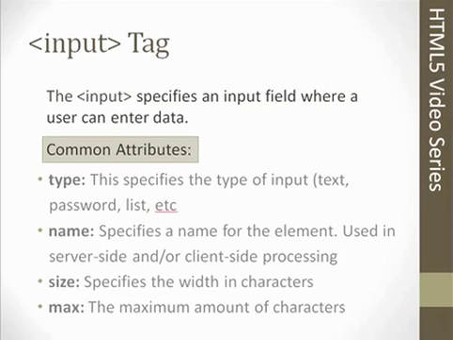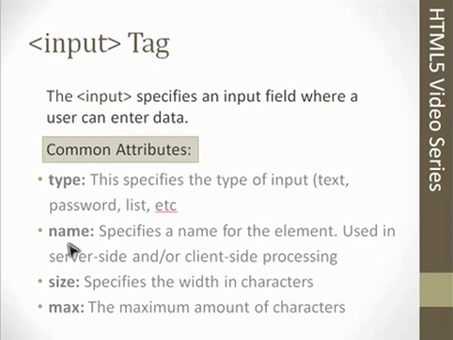So next we have the input tag, and the input tag is one of the most important elements of a form, and there's multiple different types. The first attribute we have here is type, and that could be text, password, it could be a checkbox, radio button, submit button. There's multiple different types of input tags.